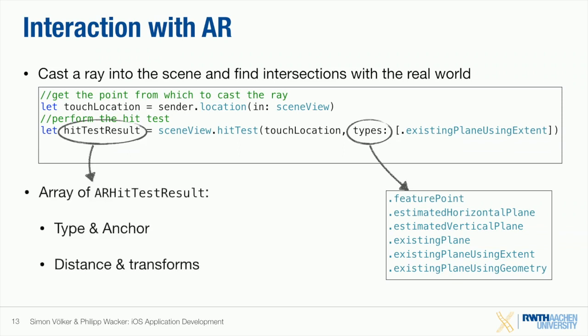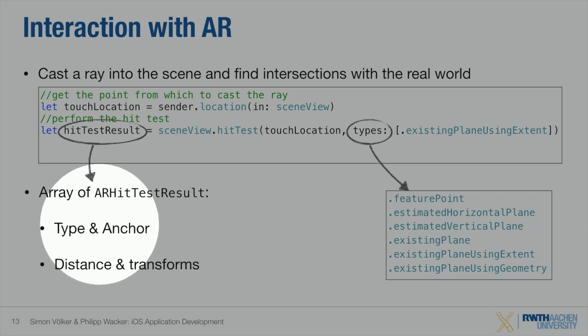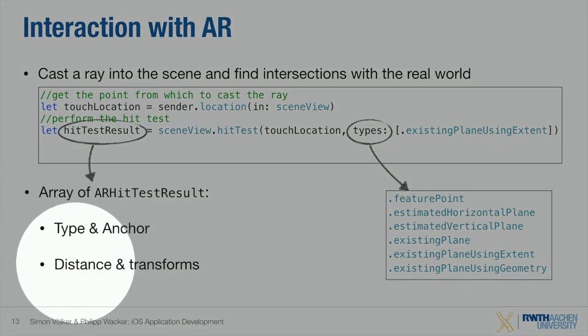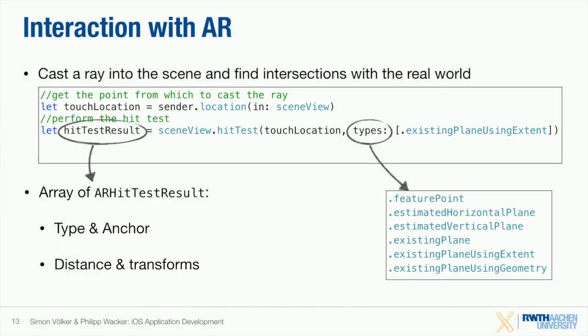So then what you get back is an array of hit test results. The hit test results are the elements that were intersecting with the ray that you cast. For those results, you get both the type and the anchor if one was hit, and also information like the distance from the camera and also the transforms.